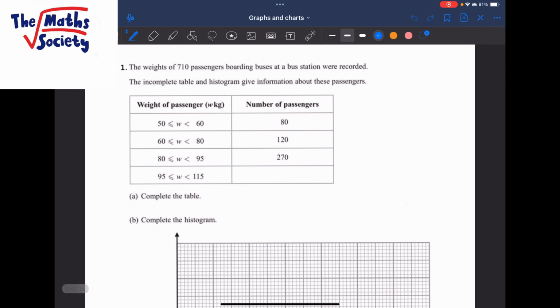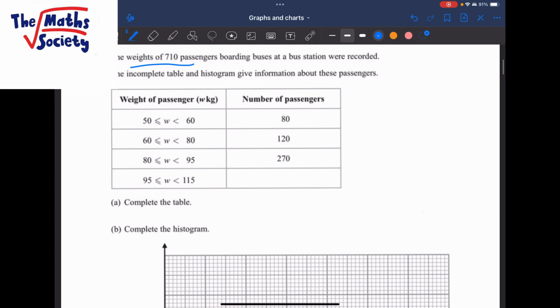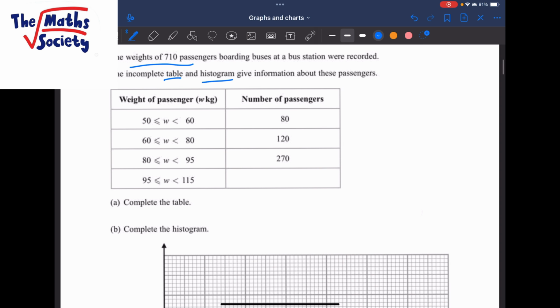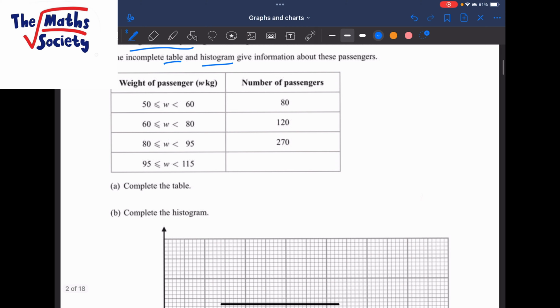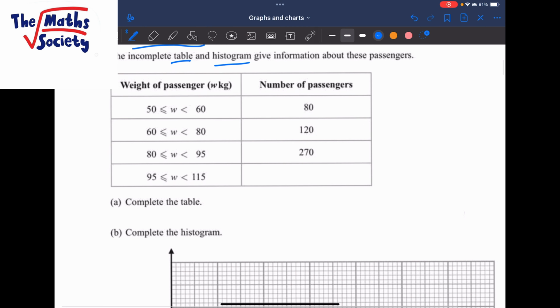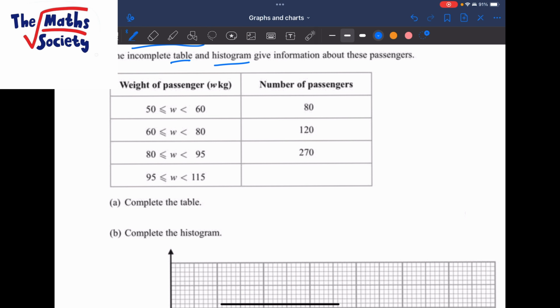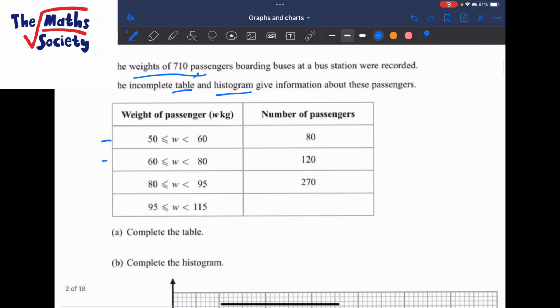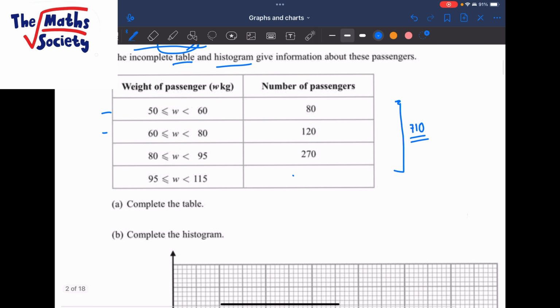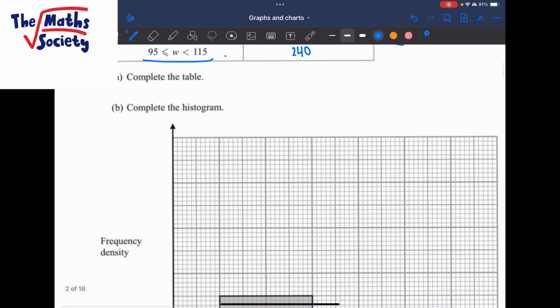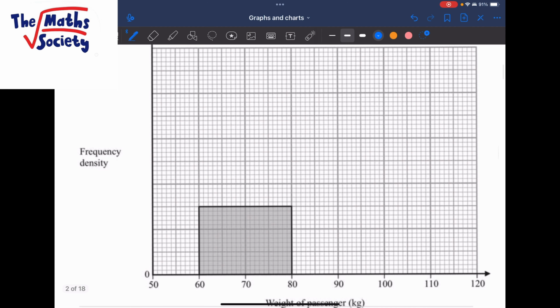Okay, so for the first question, it says that the weights of 710 passengers at a bus station were recorded, and they give you the incomplete table histogram, and we just need to draw the histogram after. So here they've already given you the number of passengers for each weight, but they give you the total number of passengers, which is 710. Which means all of these will add up to 710. So we can say that there would be 240 passengers here at this range of weight. And we just now need to complete the histogram.